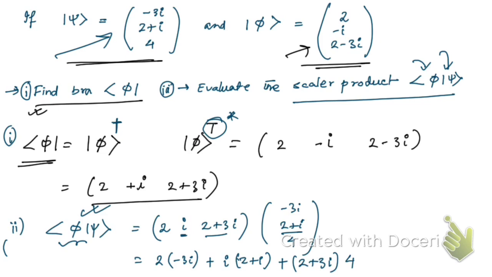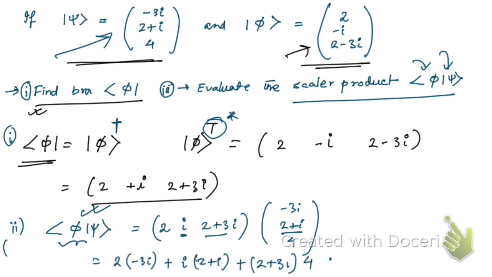So now let's multiply and simplify this. If we multiply, this becomes minus 6i, then plus 2i, then minus 1, then 8 plus 12i. So this is going to give you 8 minus 1 is 7, then 12 minus 6 is 6, 6 plus 2 is 8, so it becomes 8i. 7 plus 8i, this is the result, right? So hope you have understood this.